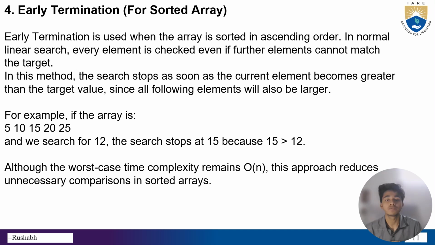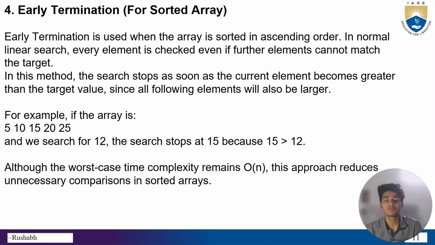Early termination for sorted array. Early termination is used when an array is sorted in ascending order. In normal linear search, every element is checked even if a further element cannot match the target. In this method, the search stops as soon as the current element becomes greater than the target value, since all the following elements will also be greater.